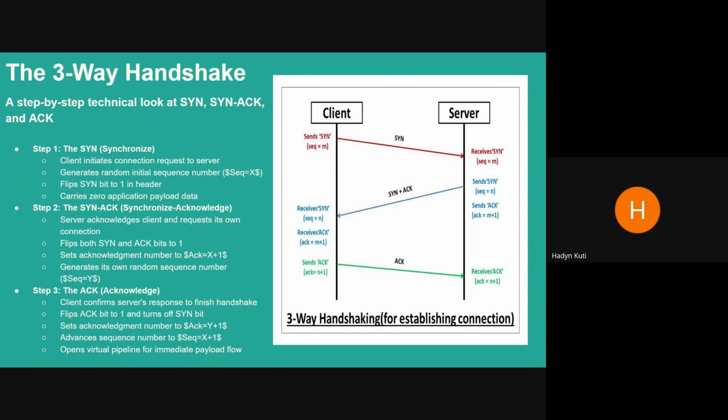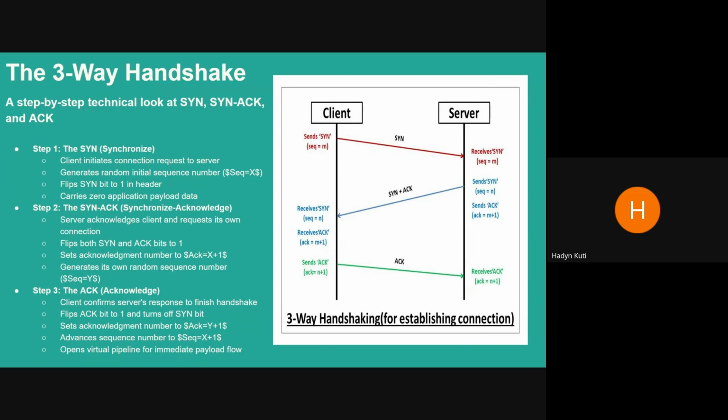This generates its own unique random initial sequence number. Just like the client did, the server picks its own separate random number. We'll call it Y, to track the data bytes it will send from its side of the connection.